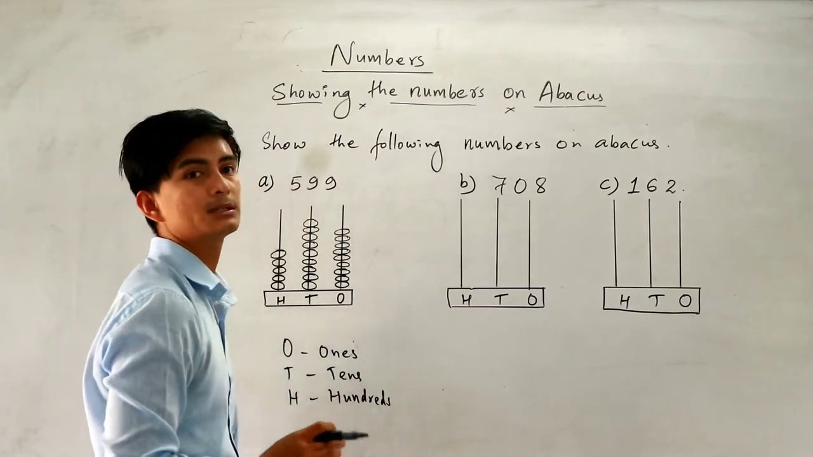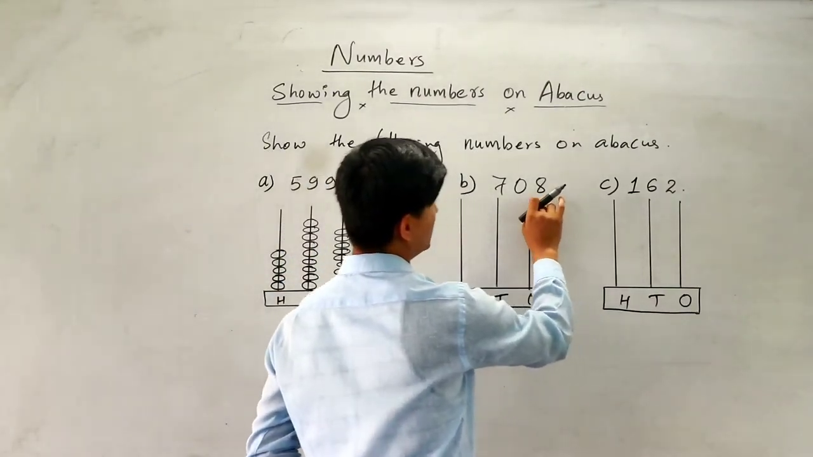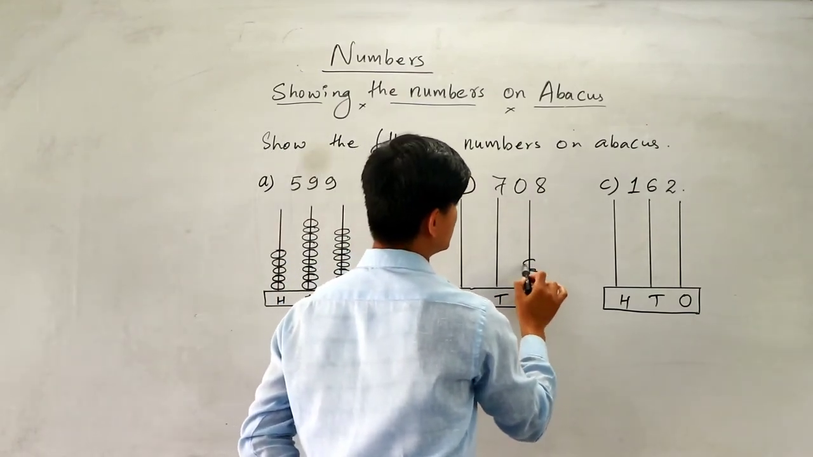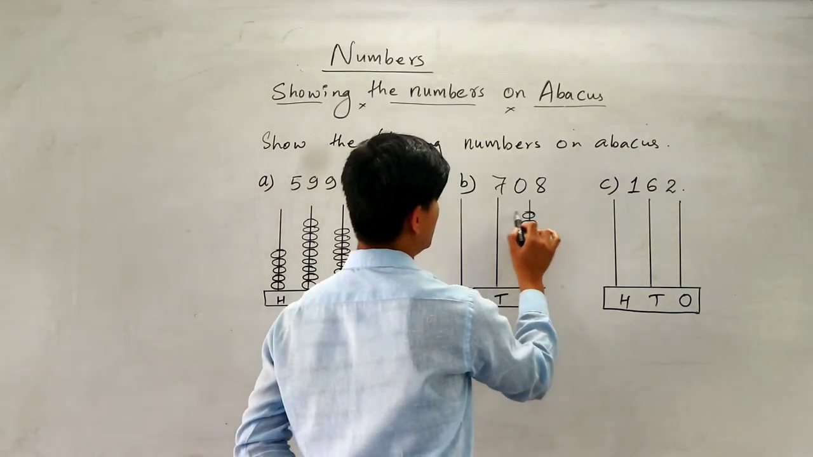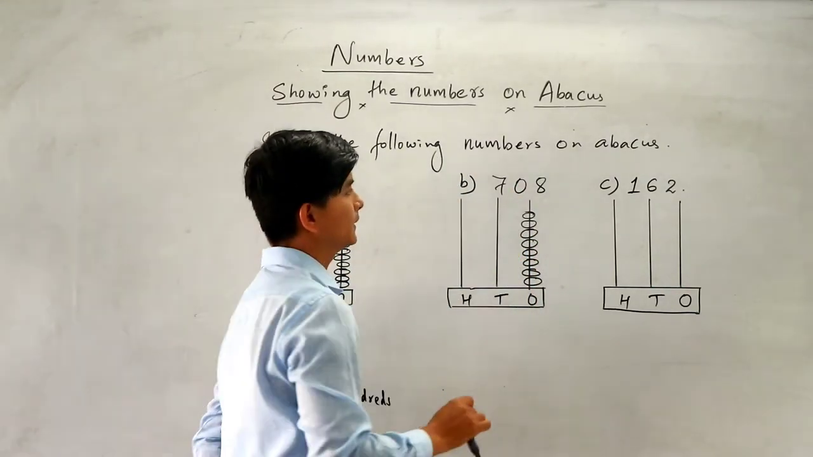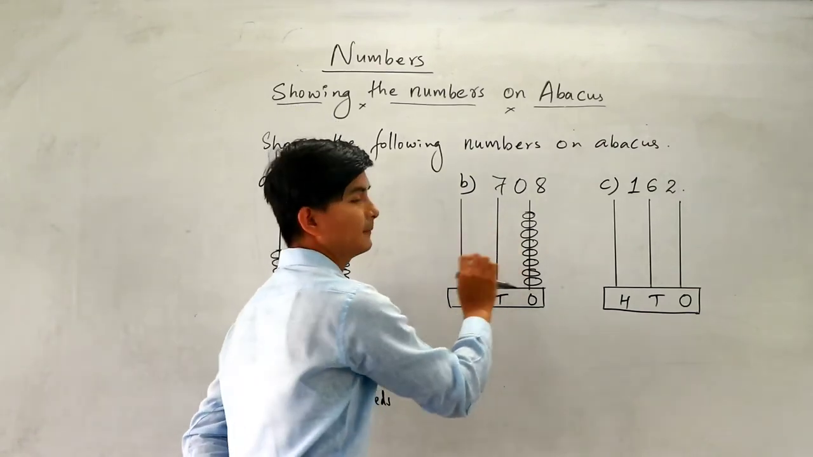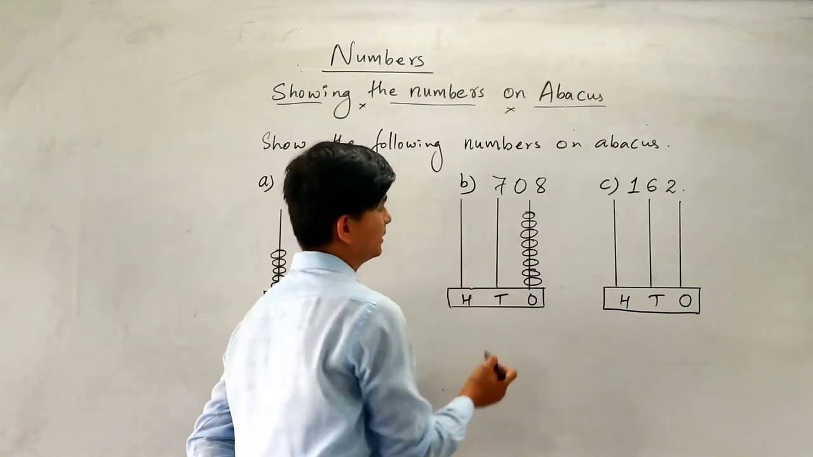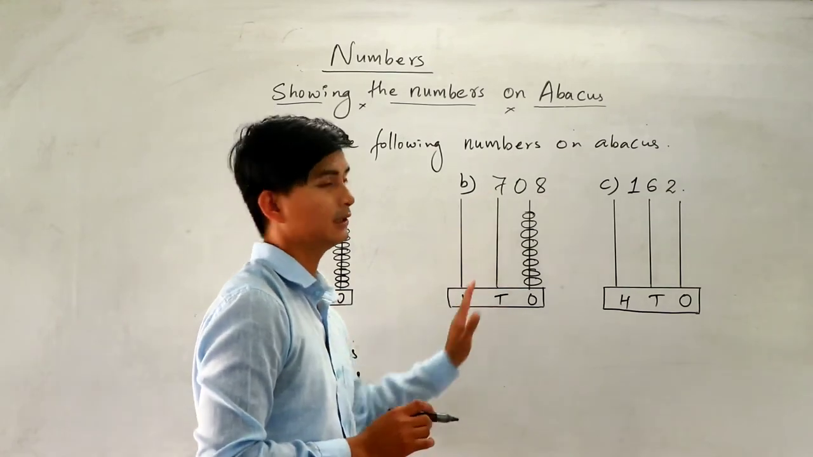Now let's see here, 708. In one place we have 8, so we have to put here 8 bits: 1, 2, 3, 4, 5, 6, 7, 8. Now you can see here 0 in 10 place. Do I have to put anything here? No, we don't have to put anything. Just leave it empty. If there is 0, then just leave it empty.